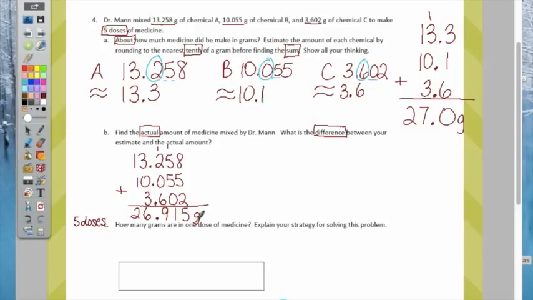Okay, so you have an actual amount that he mixed, you have an estimate that we came up with, and you have to find the difference. Okay? So which number goes on top? The big dog? 27. It's larger. It has to go on top. You can't subtract from a smaller number unless you know negative numbers, and we don't practice those yet. Okay? So 27 has to be on top of the subtraction problem.